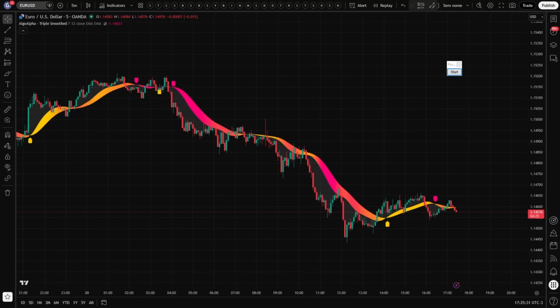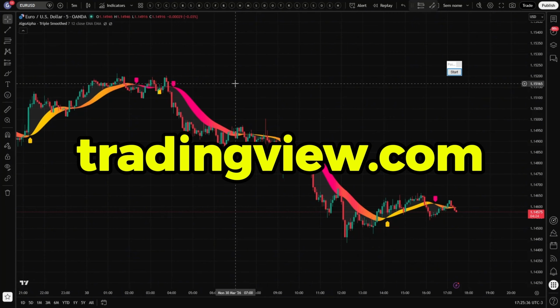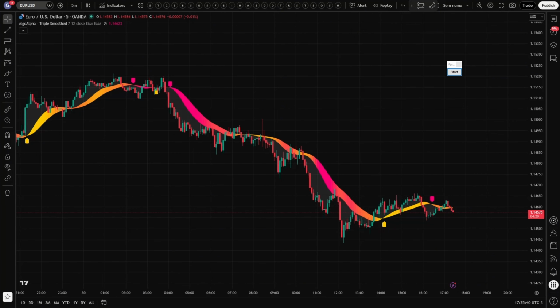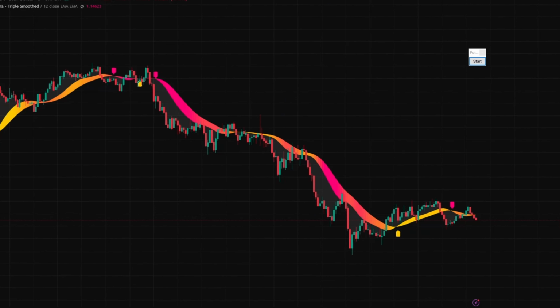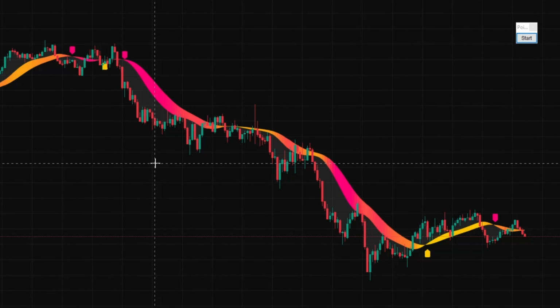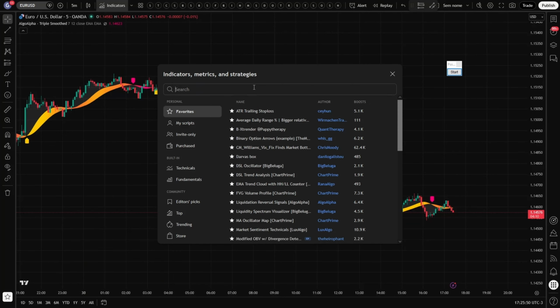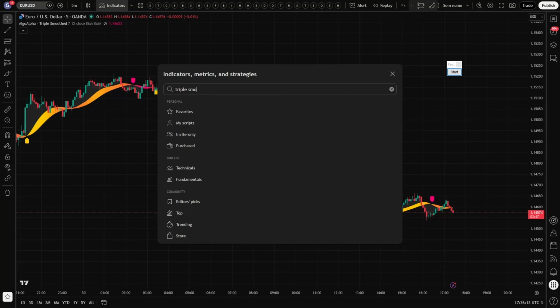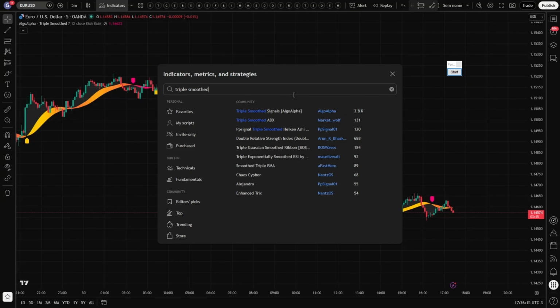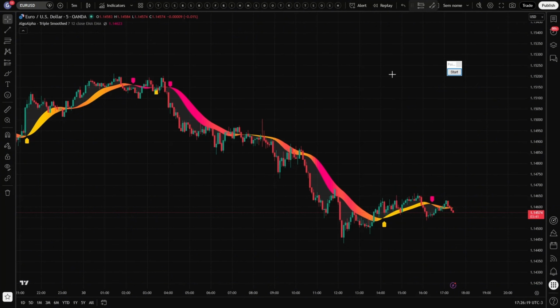The first thing we need is to be here on TradingView.com, within any parity we like to operate with, be it Forex, crypto, stocks, or whatever you may prefer. I'm here on EURUSD in Forex on the 5-minute chart, which I think is ideal for using it. You will navigate to indicators and then proceed to search for Triple Smooth Signals by Algo Alpha will pop up. Just click on it and it will appear on your chart just like it is on mine.